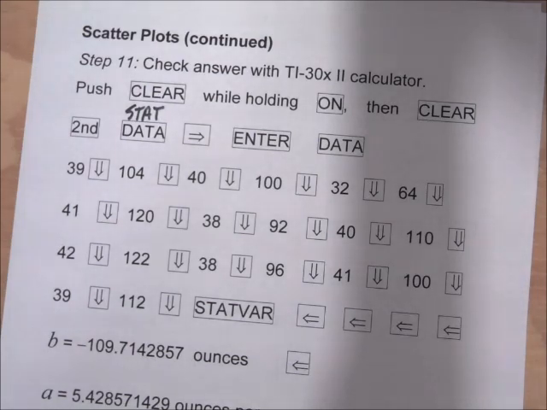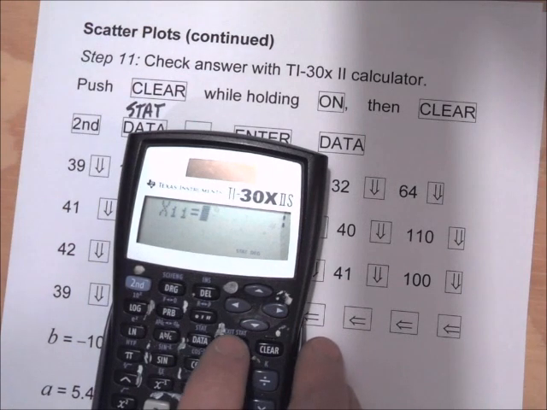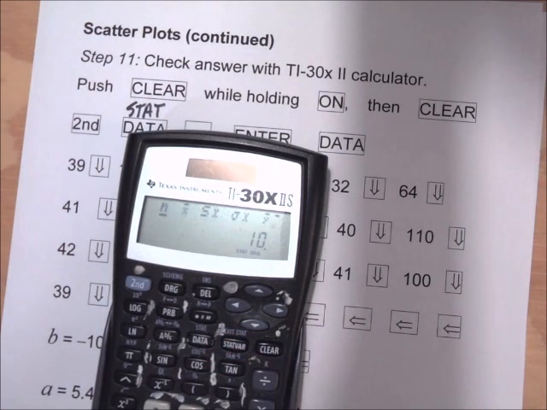38, 96, 41, 100, 39, 112. Okay, once you get all the data in, then you push the stat var key here, and it'll say n is 10. And if you push the right arrows, you'll get the one variable statistics, and then you keep pushing the right arrow, eventually you get the two variable statistics.